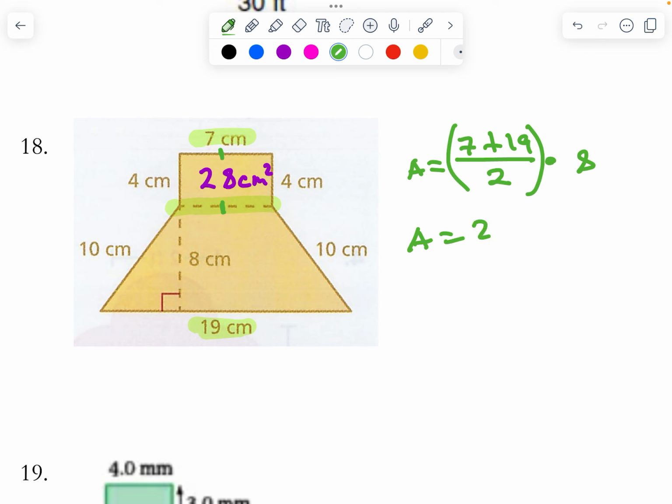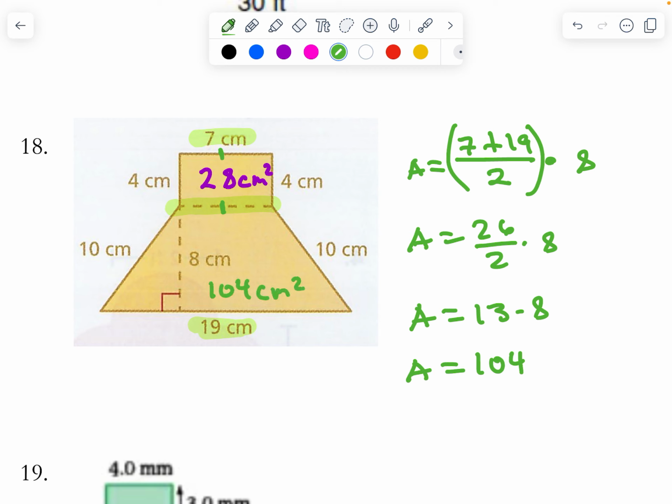Area is equal to 26 divided by 2 times 8. Area is equal to 13 times 8. Area is equal to 104. And that is it for this one. Well, not for the whole thing, but for the shape. All right, I'll double check though, because I did that in my head. And on the test, you always want to double check, guys. Sweet. Here we go. 104 centimeters squared. I just checked it.